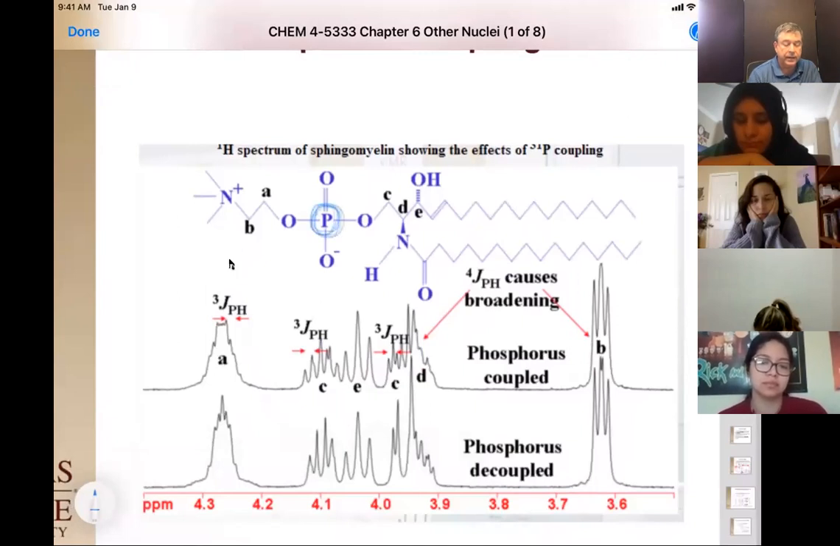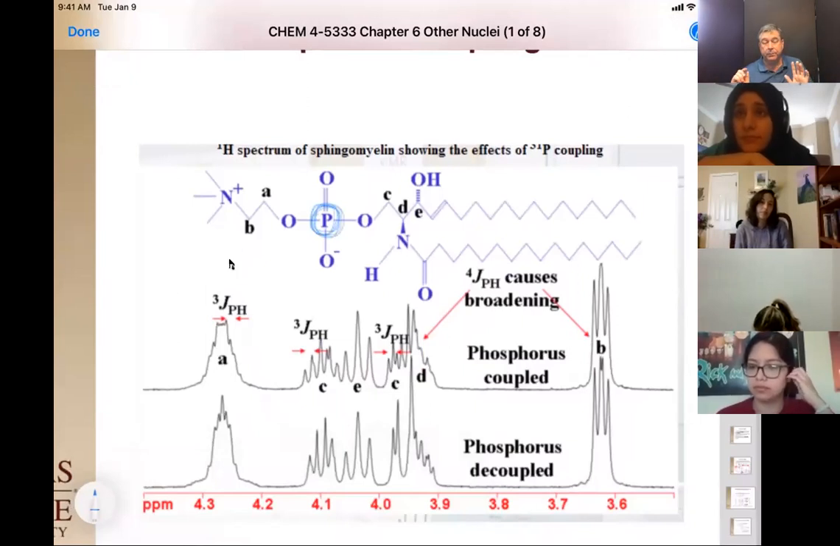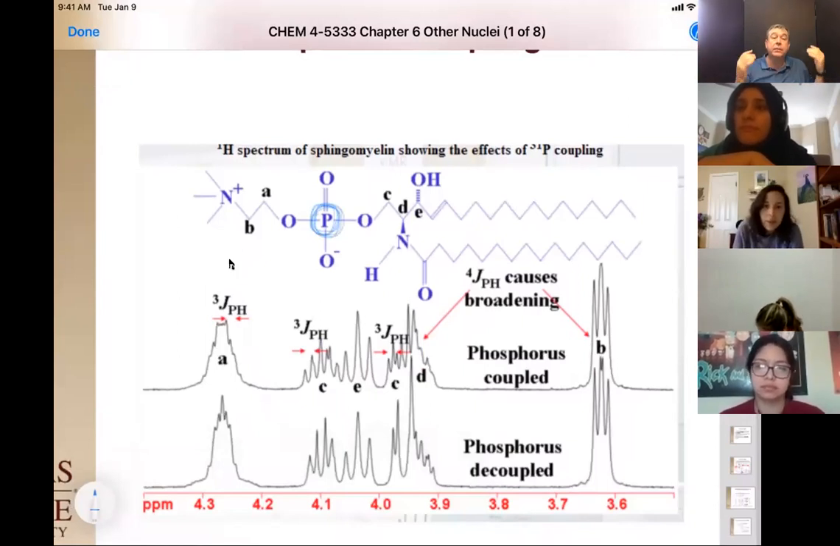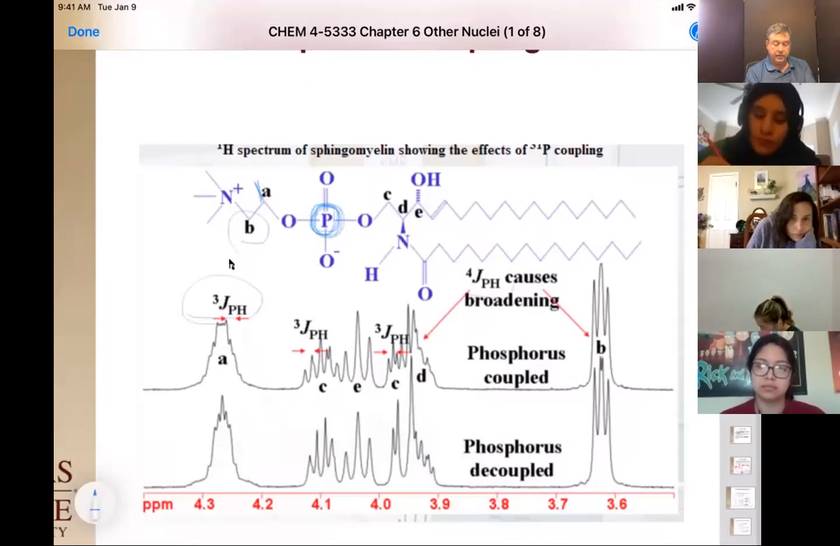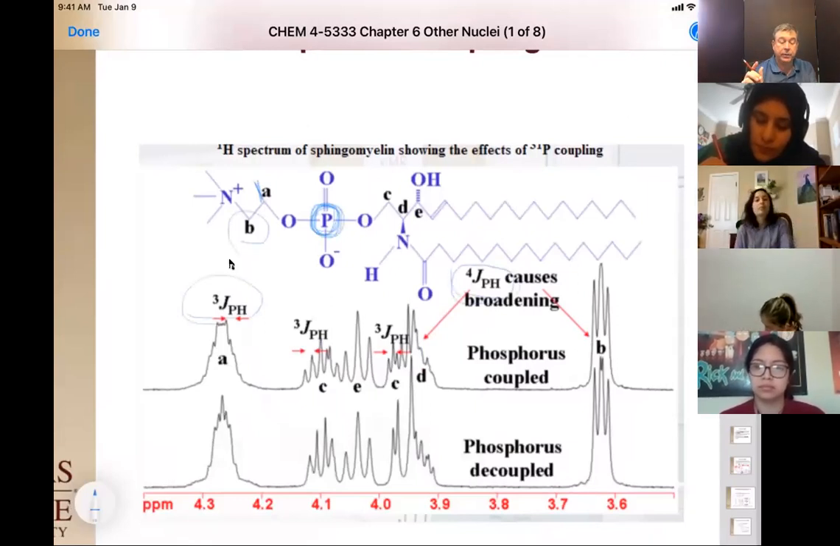So our phosphorus here is going to be splitting our proton NMR. But we don't have a direct single bond coupling, so we don't have to worry about the huge 200 Hertz ones, but we do have something that's three bonds away. This A1 right here has a three bond coupling constant. This B1 has a four bond coupling constant, which is really, really small.